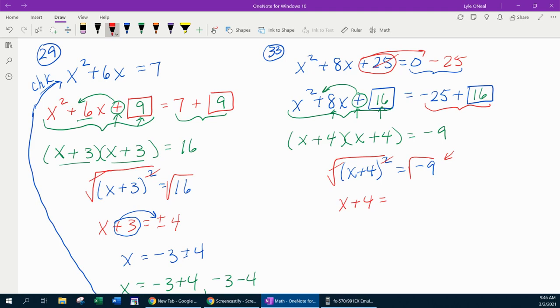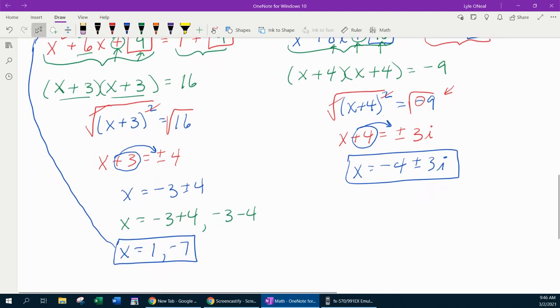The square root of 9 is 3, but since it's negative, that's going to give me an imaginary number. So the square root of a negative gives you the i. And don't forget, when you square root both sides, you need a plus and a minus answer. So that's going to result in plus or minus 3i. And then we got one more step to finish this off. We're going to bring the plus 4 over, which will make it minus 4 plus or minus 3i.